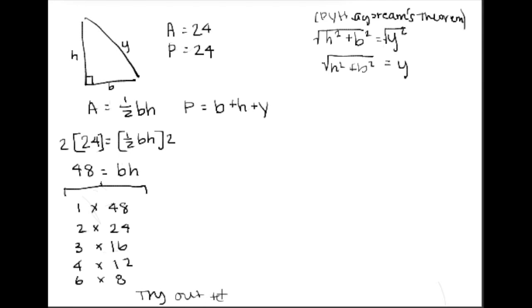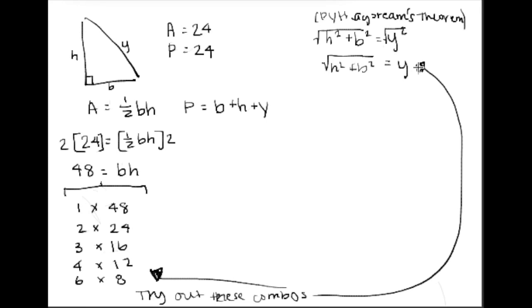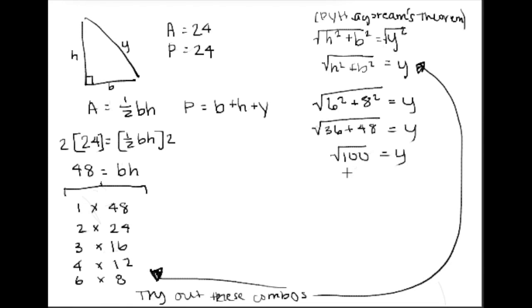And now I get to choose any of those different combinations at the bottom to plug into my Pythagoras theorem to find out what y is. And I'm just going to choose the 6 and the 8 to start with. I'm going to start at the bottom and work up. So I'm going to plug in 6 as the height and 8 as the base. So the square root of 6 squared plus 8 squared equals y. 6 squared is 36 and 8 squared is 64. And you add those together, we get the square root of 100. So y really equals 10.